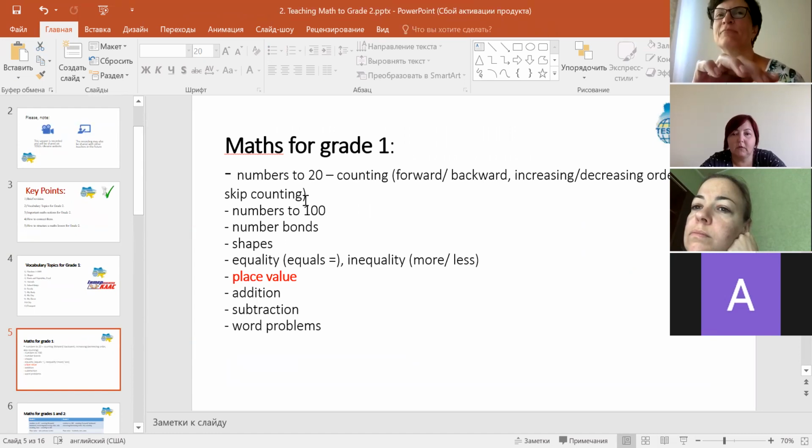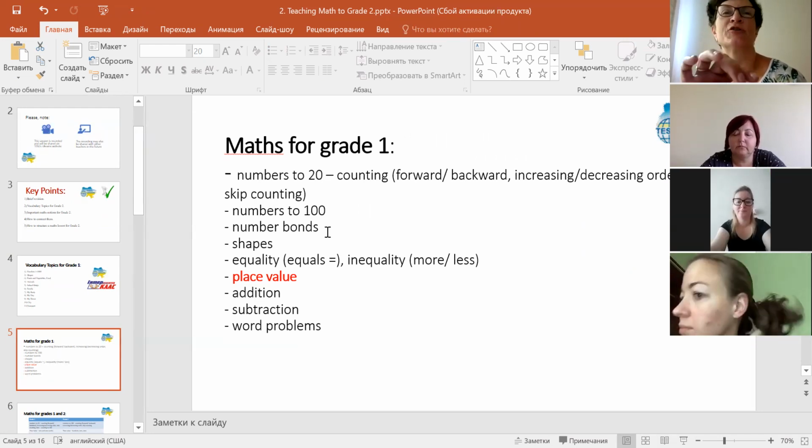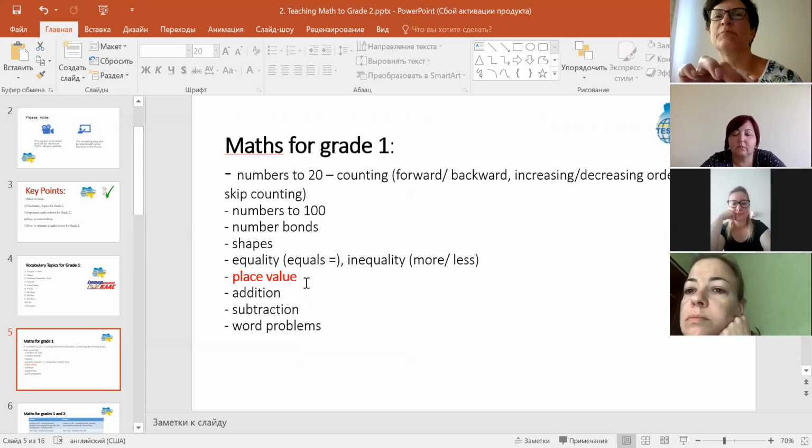Okay, and now math for grade 1. You remember it. It was counting, backward, forward. I think with the materials that you have developed, you have already mastered it. Number bonds. What are number bonds? Translation. Склад числа. Good. Equality, inequality, place value.